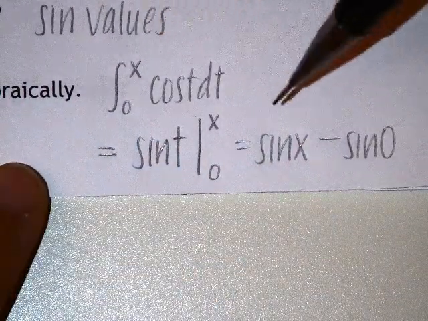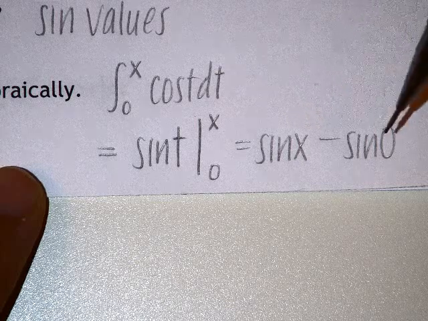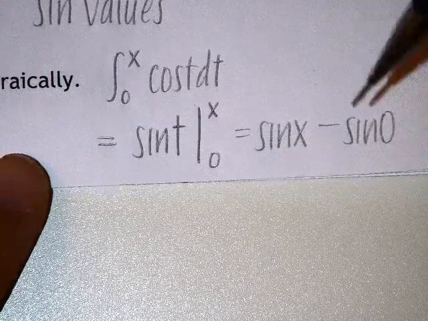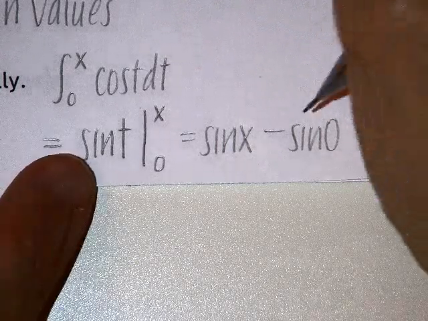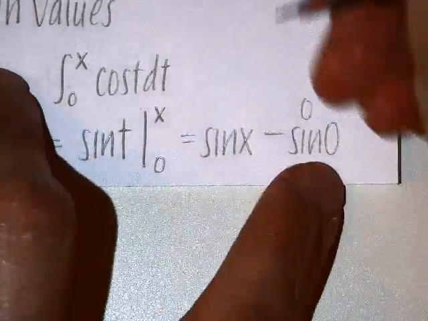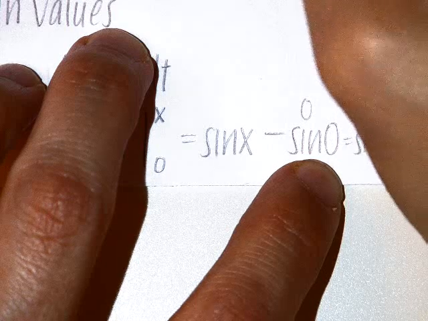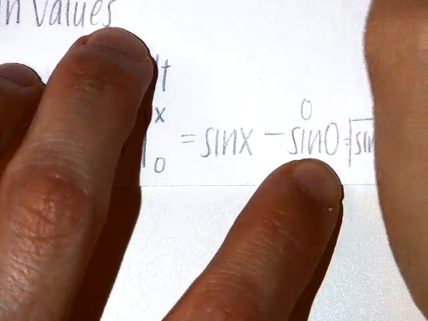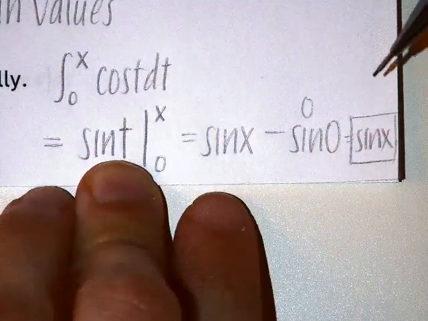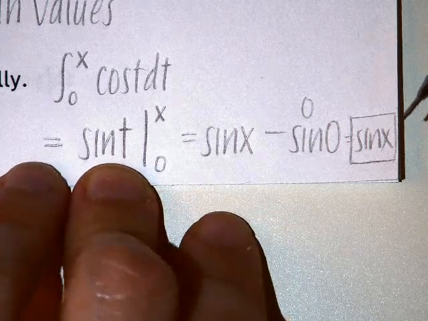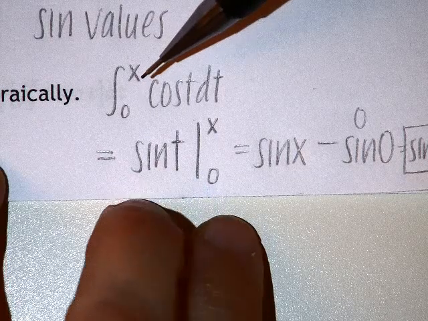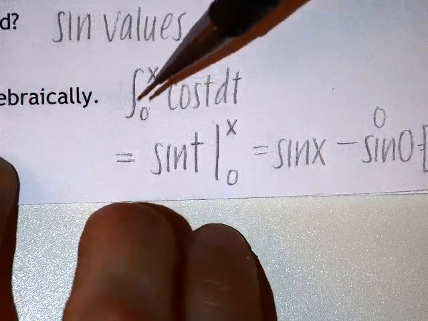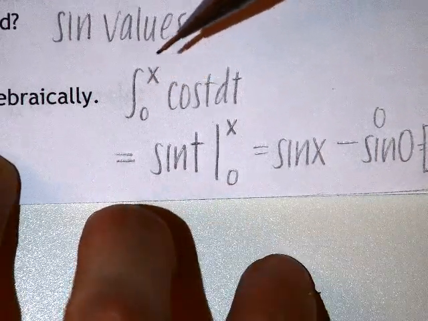Now it looks a little peculiar here because sine x minus sine 0, those don't look like numbers that we're used to, but sine 0 is still 0. So sine x minus 0 is simply sine x. And that simply goes to show that you can do an antiderivative problem even if you don't know what one of the limits is.